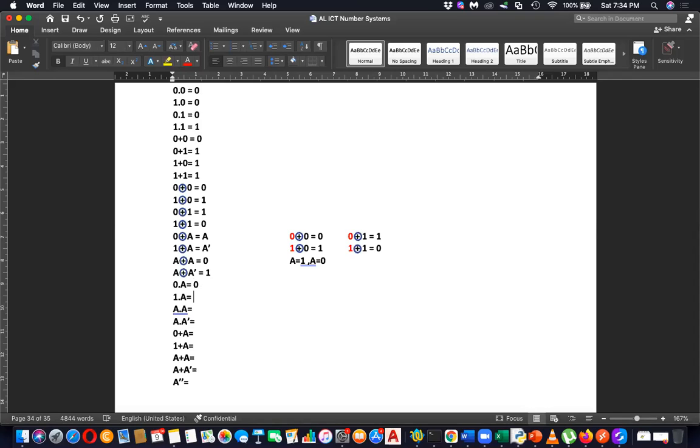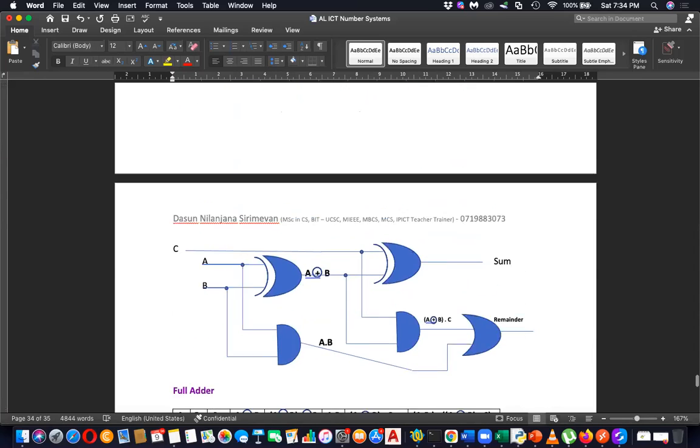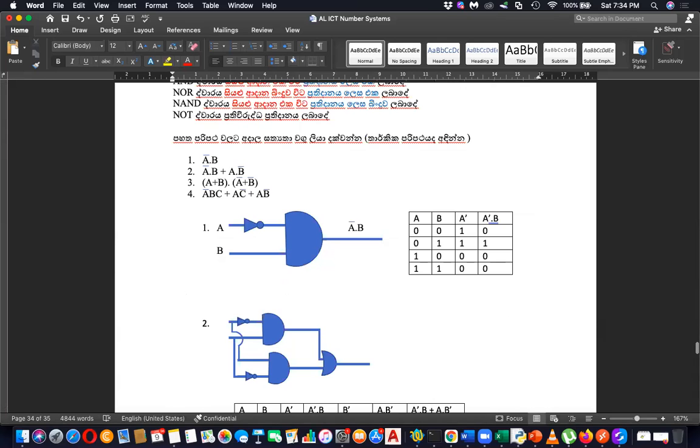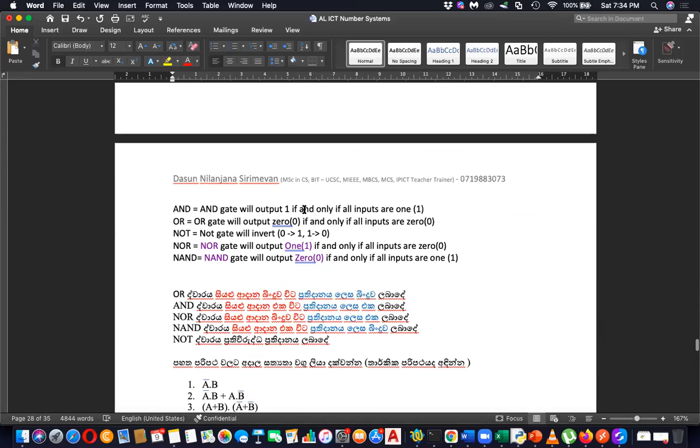You have to remember this one. AND gate will output 1 if and only if all inputs are 1. OR gate will output 0 if and only if all inputs are 0. NOT gate will invert.